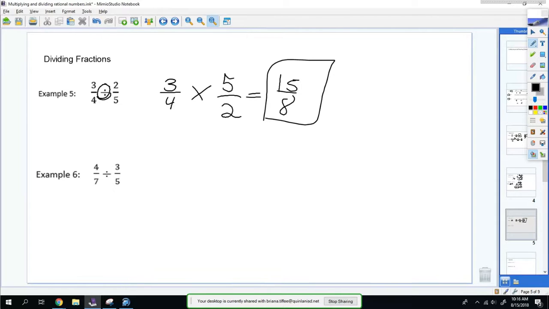So now you try one. So you're going to do 4/7. So you keep it, switch the sign, and then flip the fraction. And you just multiply straight across. So that'd be 20 over 21.